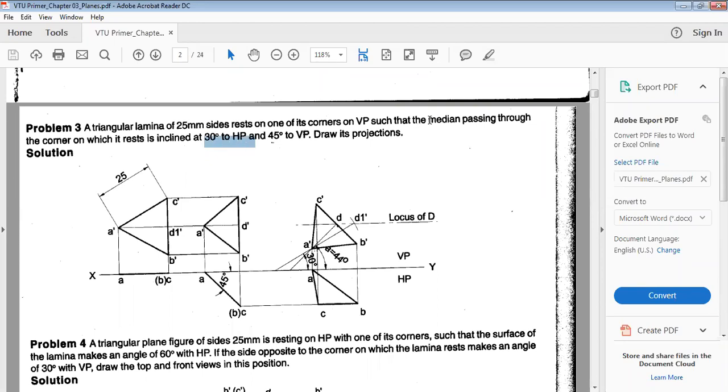This is very, very important. The median passing through the corner on which it rests is inclined 30 degrees to HP. So first I'll draw a 30 degree line. After that, I'll measure this A dash, D1 dash in the compass, keep it somewhere on this line and cut the arc. So this is going to be my locus line. Measuring the same distance in the compass with the foreshortened median, keeping the same point as a reference, I'll cut the arc on the locus line of D1. I'll get this point as D.